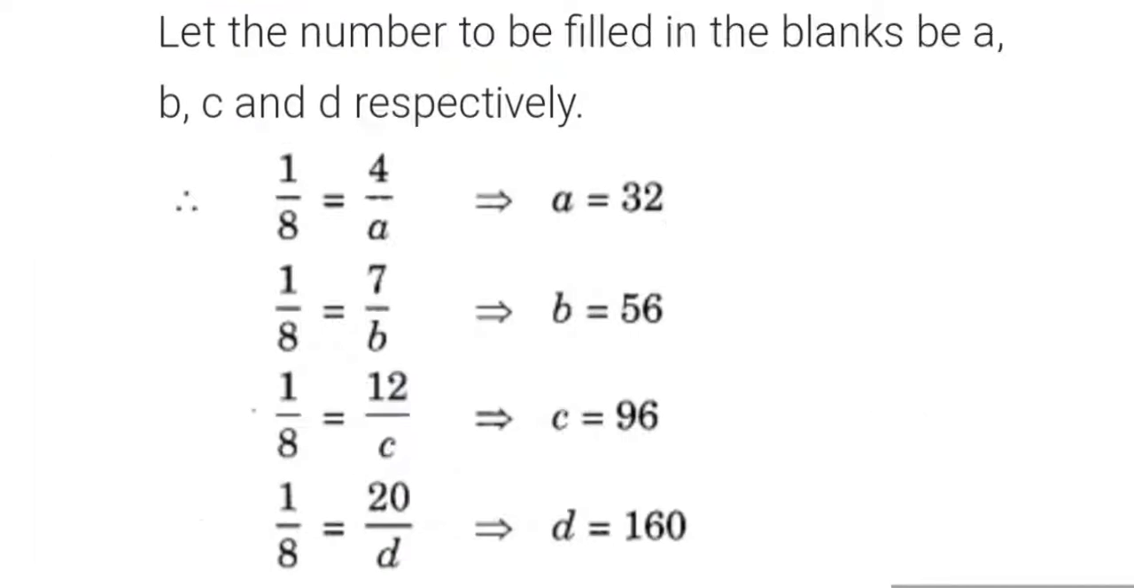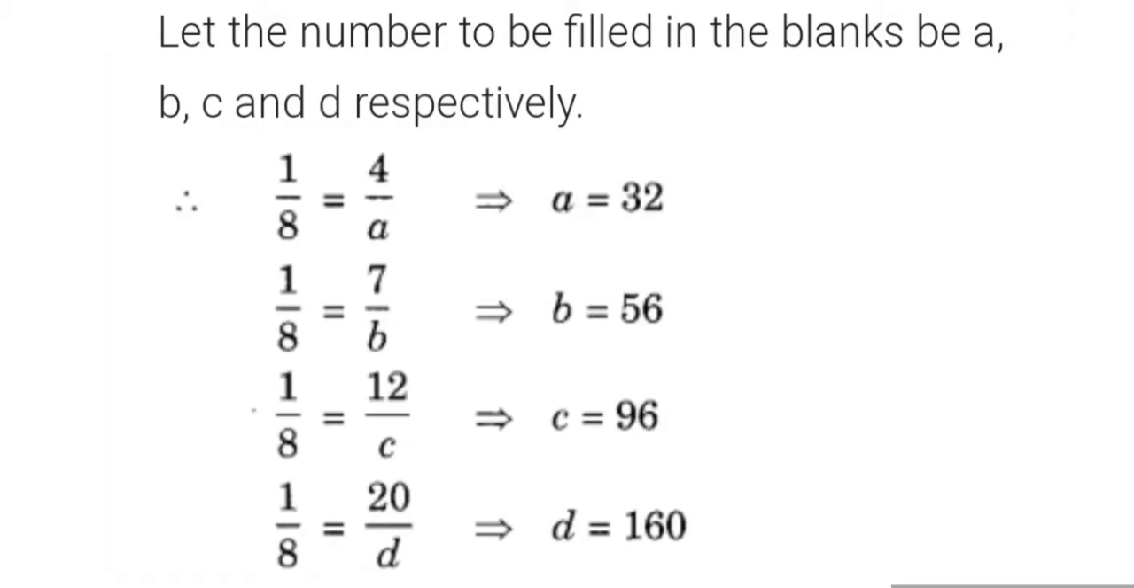Let's see the solution. Suppose the numbers to be filled in the blanks be A, B, C and D. So these we can write in the fraction form. 1 upon 8 is equal to 4 upon A. Okay, so cross multiply, A into 1 is equal to 4 into 8. So A value is 32.